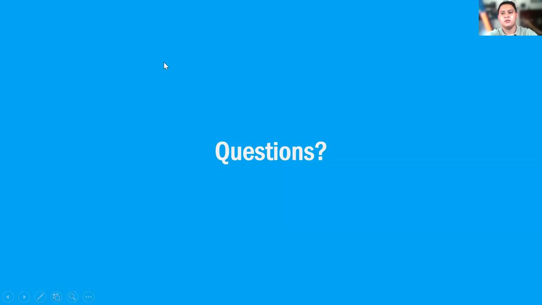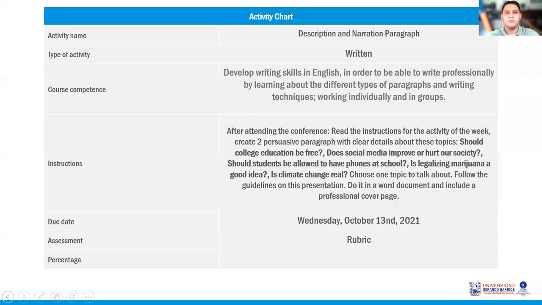Do you have any question? Yes. We are going to use two topics, one for each paragraph or one for both? No. I think that here we have a mistake. I think that you can use two topics to talk about. Sorry, it was a mistake. Okay. Write about two topics.